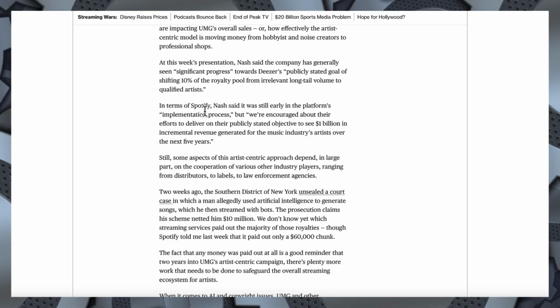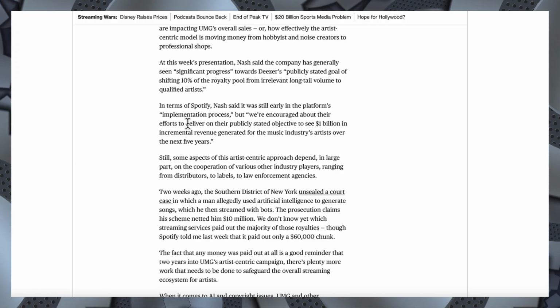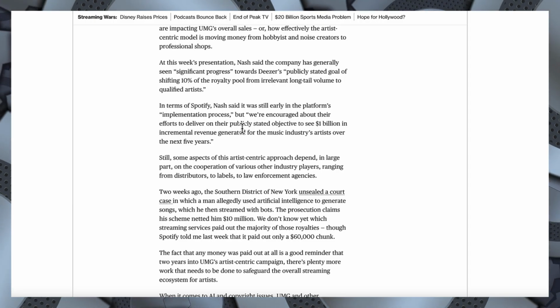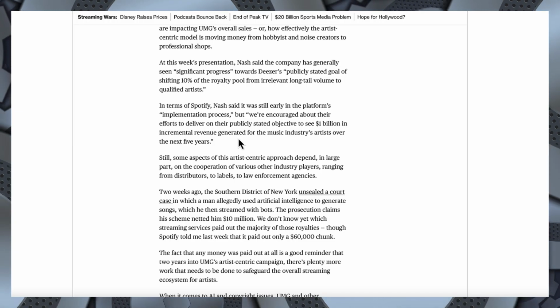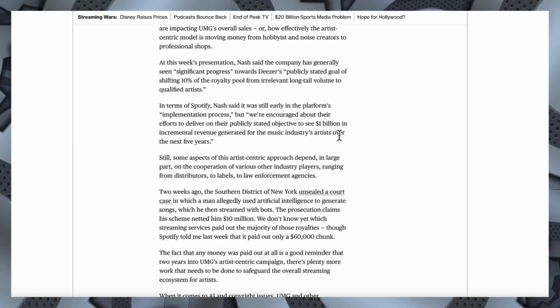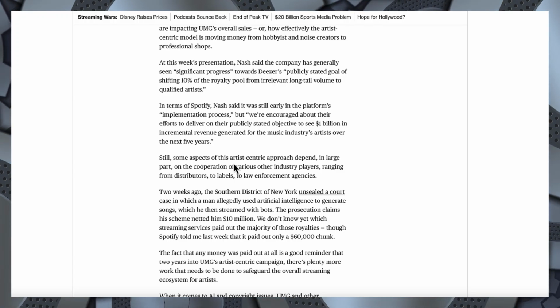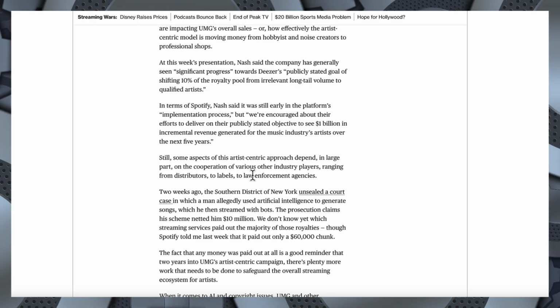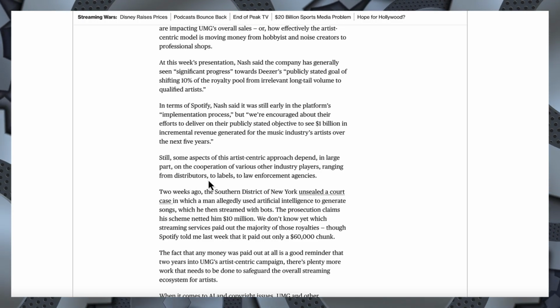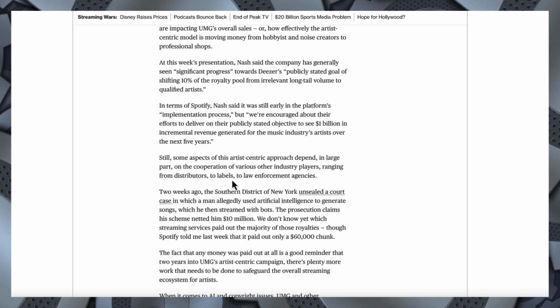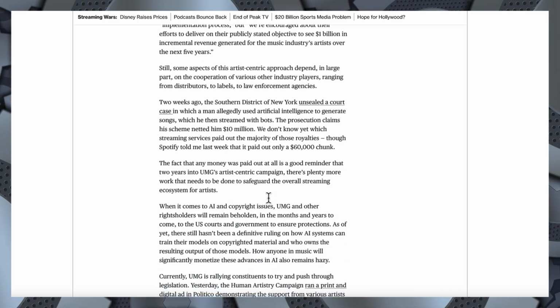In terms of Spotify, Nash said it was still early in the platform's implementation process, but we're encouraged about their efforts to deliver on their publicly stated objective to see $1 billion in incremental revenue generated for the music industry's artists over the next 5 years. Still, some aspects of this artist-centric approach depend in large part on the cooperation of various other industry players, ranging from distributors to labels to law enforcement agencies.